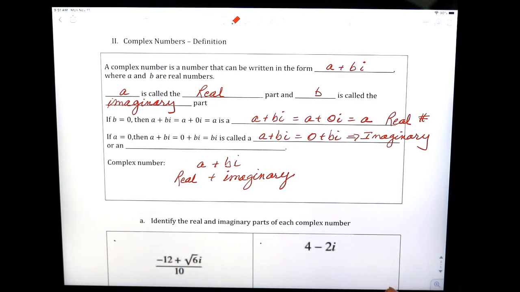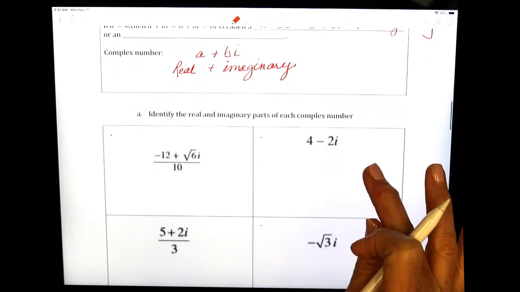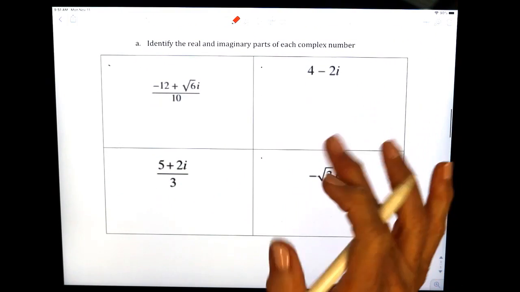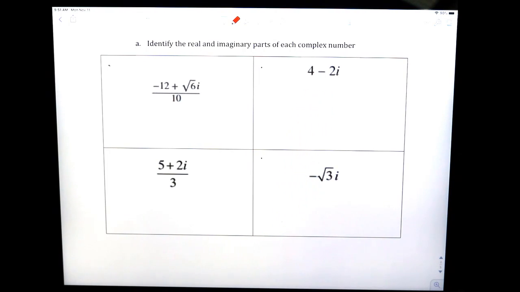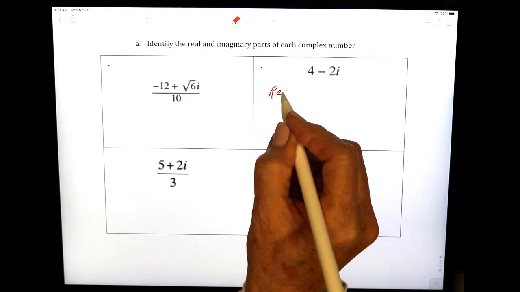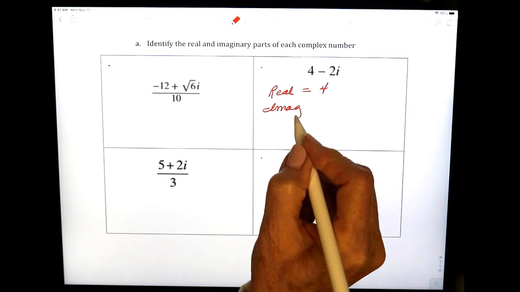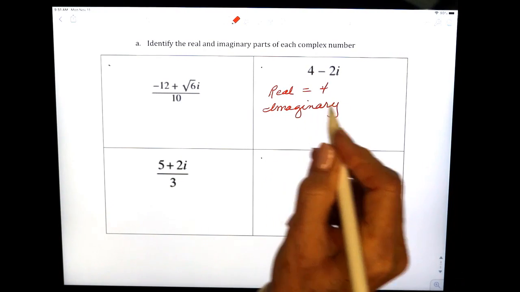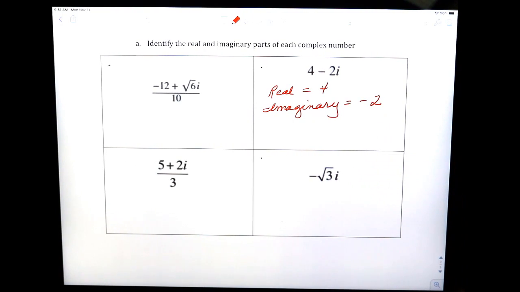So let me show you how to take these complex numbers. Let's just look at some of these complex numbers down here and see what they look like. The second one over here, 4 minus 2i, is a very common simple version of a complex number, and we're asked here to identify the real part and the imaginary part. The real part of this is the 4, and the imaginary part of this, and you have to be careful with this, is just the -2. You don't want to include the letter i in that. So that one's relatively easy. 4 is the real part, -2 is the imaginary part.